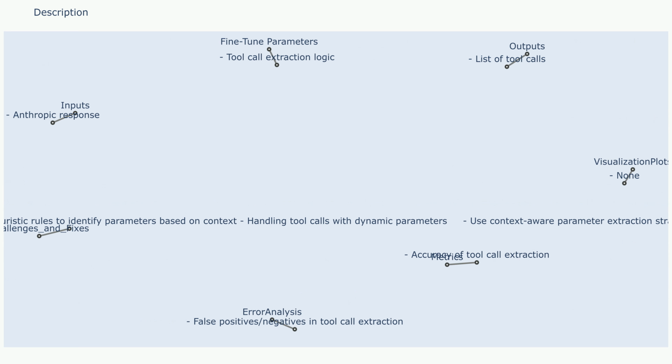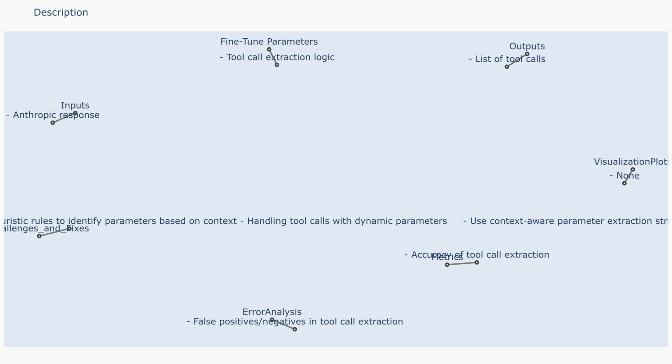Challenges and fixes. Challenge 1. Ambiguous tool call instructions. The generated text may contain unclear or ambiguous instructions about tool usage, making it difficult for the parser to accurately identify the tool call. Sample use case. Please use the weather tool to get the temperature in London. Then, display the information in a table. This instruction could be interpreted as two tool calls, one for weather and one for table creation.